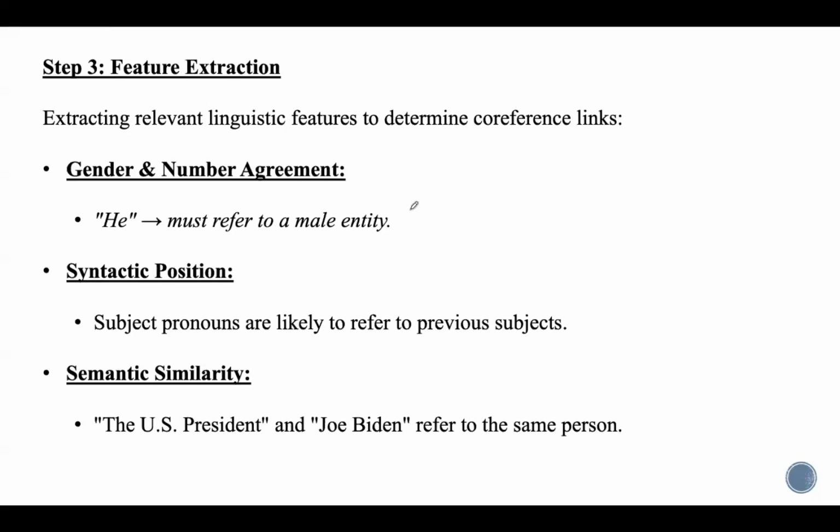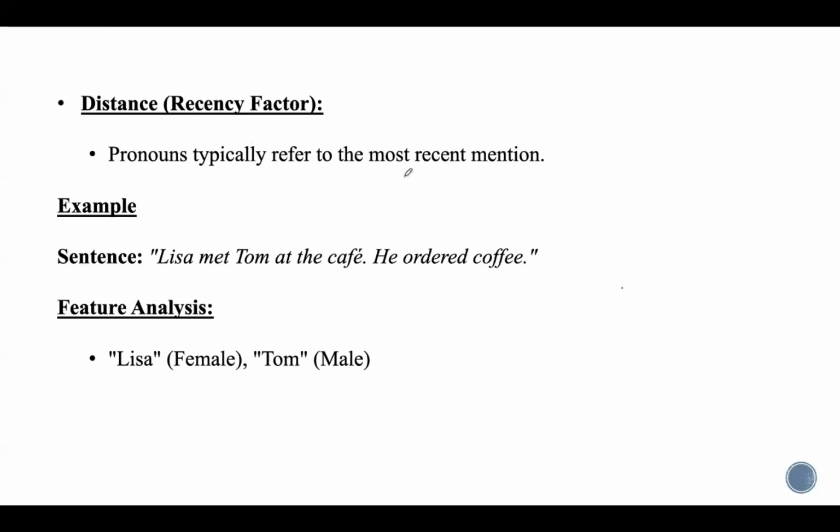Then feature extraction: extract the relevant linguistic features to determine coreference links. Take gender and number agreement: here he should refer to a male entity according to gender. Syntactic position: subject pronouns are likely to refer to previous subjects. Semantic similarity: the US president and Joe Biden both refer to the same person, so that is semantic similarity. And distance: pronouns typically refer to the most recent mentions.